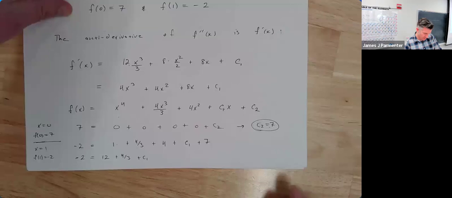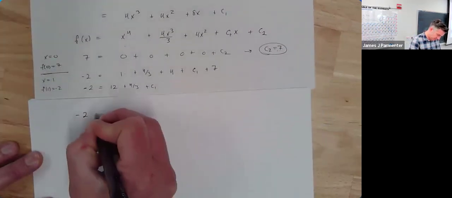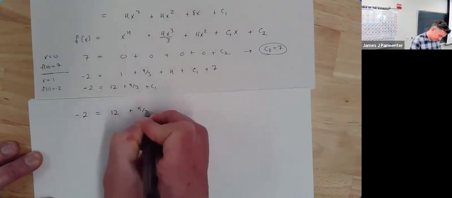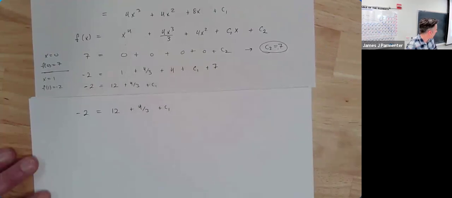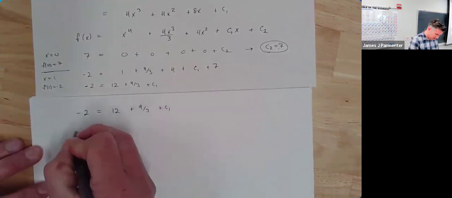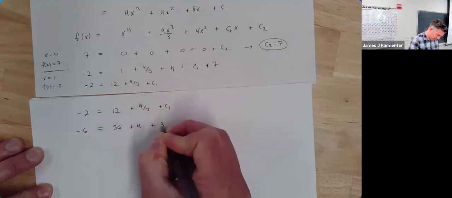I'm running out of room. We can use more paper. So then writing that down again. You know what I could do to make my life easier, which I just thought of now? I really don't want to add 4/3 to 12. What could I do to this equation to not have to deal with fractions? What can I multiply both sides by? 3. It's totally valid for an equation. So multiply both sides by 3: -6 equals 36 plus 4 plus 3 times C1.